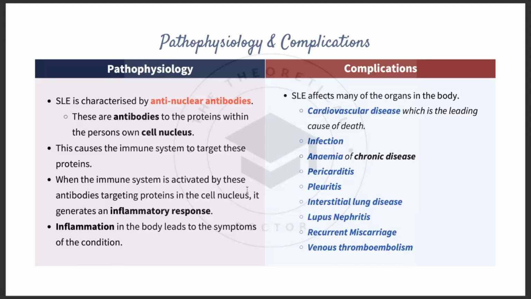Pleuritis, inflammation of the pleural lining of the lungs. So if you see the word itis, it means inflammation. Like this pericarditis, inflammation of the pericardium. Pleuritis, inflammation of the pleural cavity. And then you have interstitial lung disease caused by inflammation in the lung tissue. Lupus nephritis, so occurs due to inflammation in the kidney. Nephritis refers to the inflammation of the kidney and can progress to end-stage renal failure. And then you have venous thromboembolism, which is blood clot in the veins of the legs occurring secondary, meaning due to SLE. I know I explained all of this, but actually you just need to remember the complications, but to help you better understand, hence the explanation.